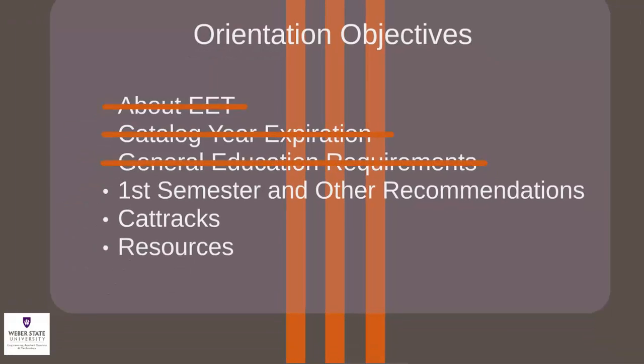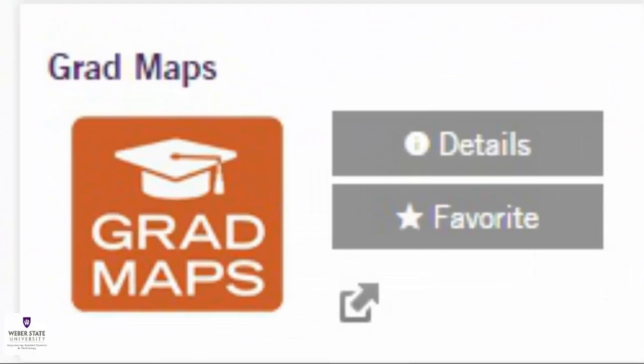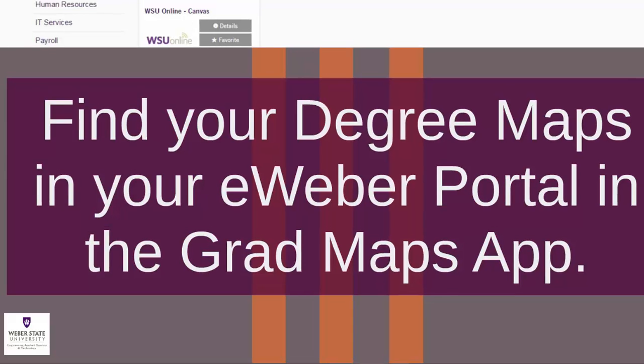You can find a suggested semester schedule for incoming freshmen attending the fall semester in the Grad Maps app in your eWeber portal. Weber State offers courses during 3 semesters each year: spring, summer, and fall. If you are a freshman starting your first semester in the spring or summer, you will need to adjust the suggested schedule shown on the Grad Map, taking the courses offered during the semester you are attending.